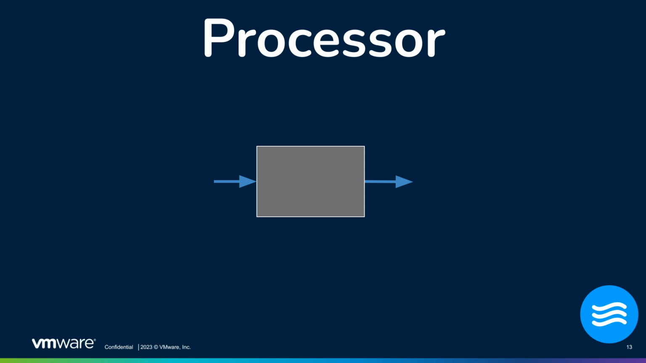So it's doing some work. And it could be converting it from one format to another. It could be enriching it. It could be deciding we don't need this data. And there's a whole list of things we can do, and we're going to discuss more of that later.